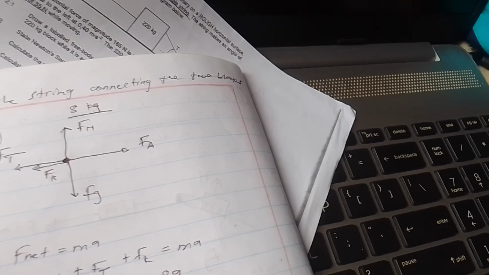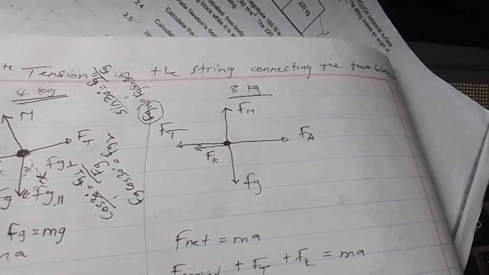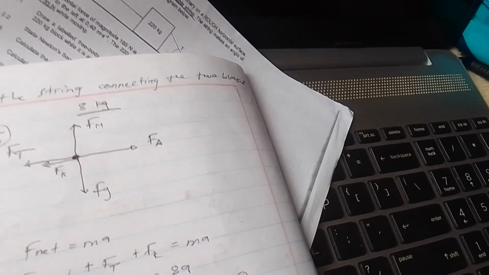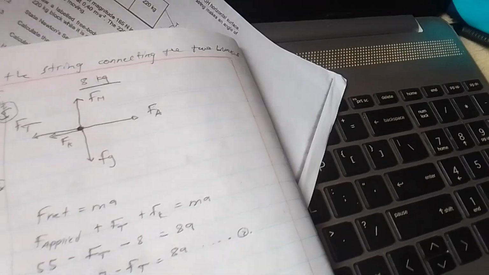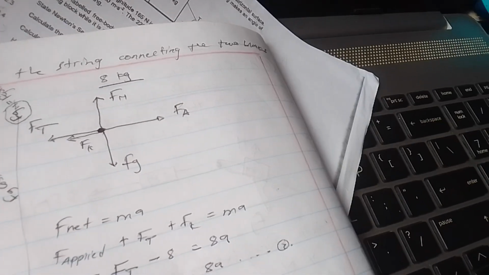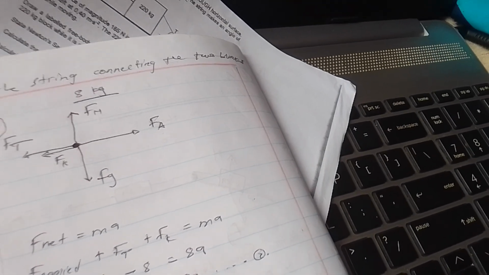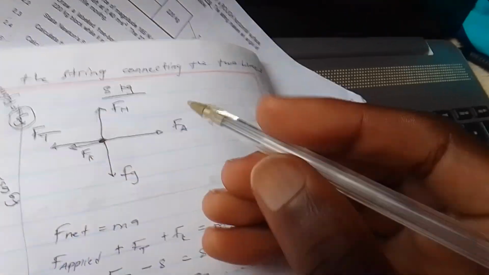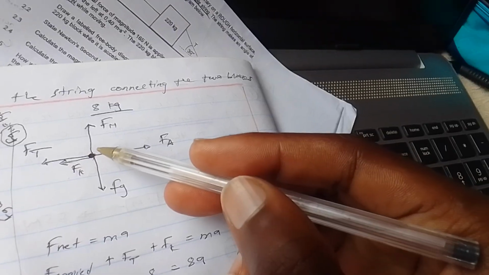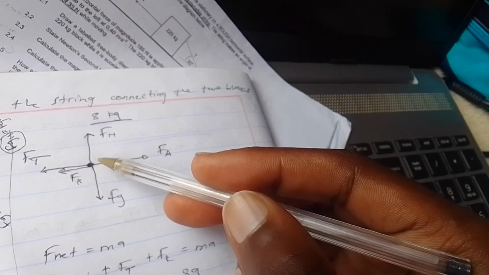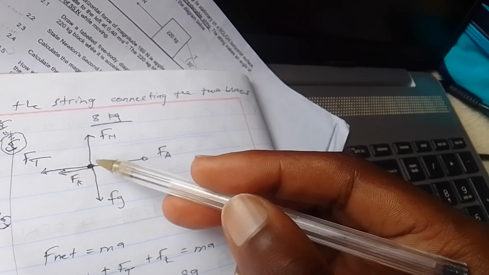On our 4 kg block, it was just FT, the cable. So now on our 8 kg block, it's our force applied, the 55 newtons. When we draw the free body diagram on our 8 kg block, just always know that the normal force is always perpendicular to the surface, and don't forget that the 8 kg block was placed horizontally, on our horizontal surface.